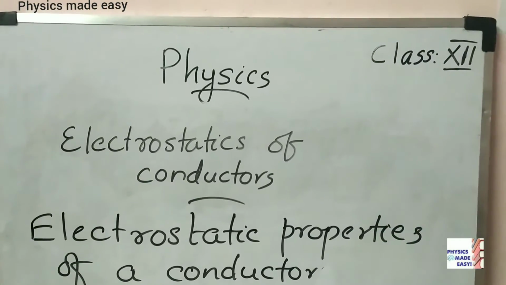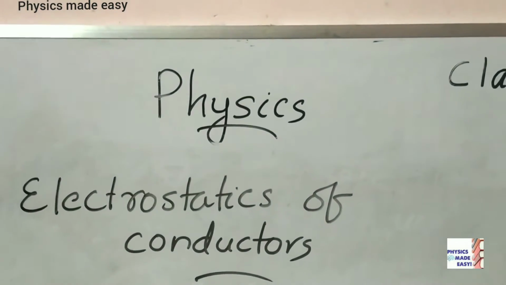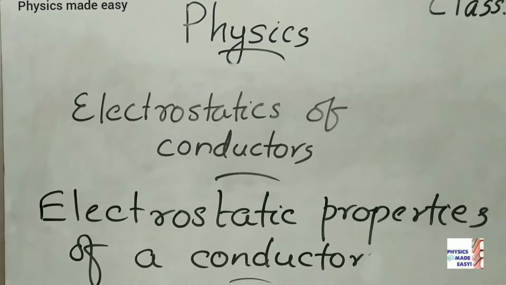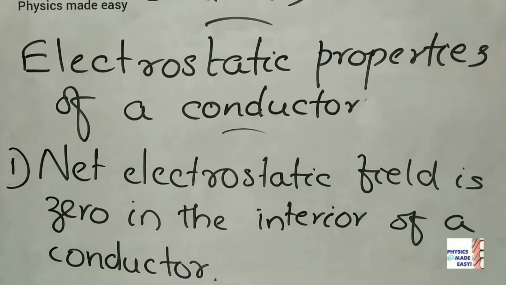Hello students, today's topic is electrostatic properties of a conductor. First one, net electrostatic field is zero in the interior of a conductor.